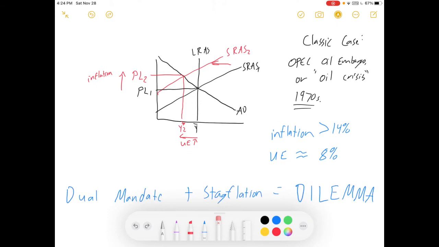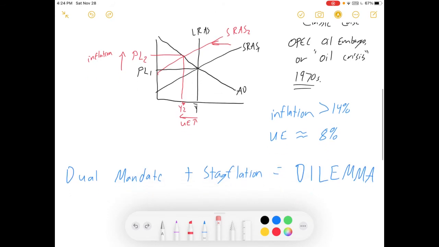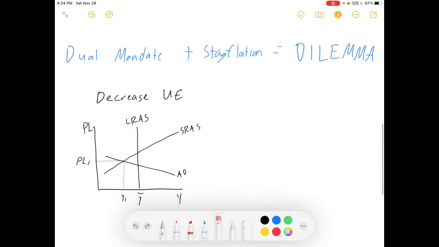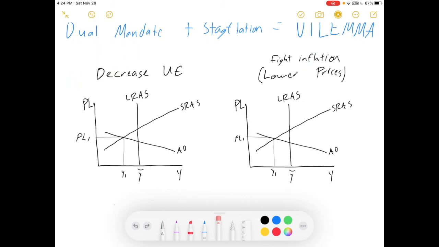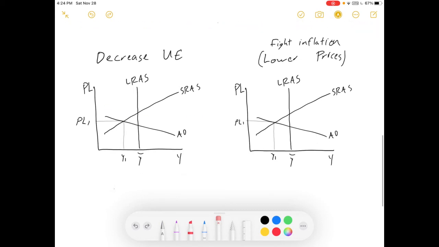Now, the challenge with this is there's a dilemma. The Federal Reserve has a dual mandate of keeping inflation low and keeping unemployment low, but that dual mandate mixed with stagflation means we have a dilemma, a tough decision to make. Because we can either try to decrease the unemployment rate, which I'll draw on this side, or we can try to fight inflation and lower prices, which I'll draw on this side. And you'll see that whichever problem I try to fix, I'm going to make the other one worse.